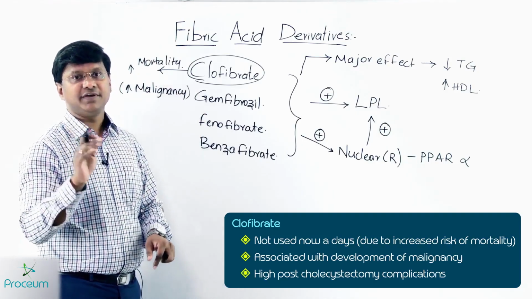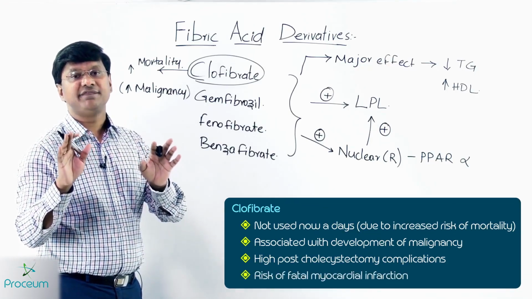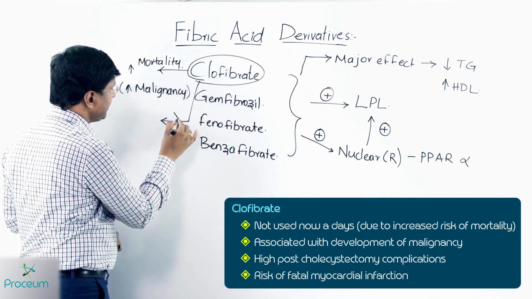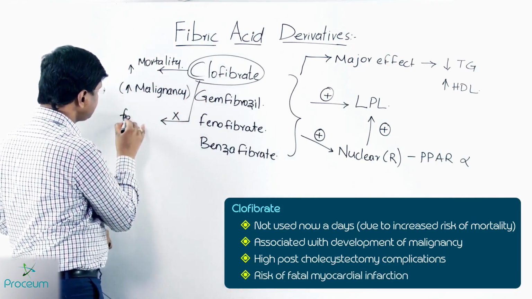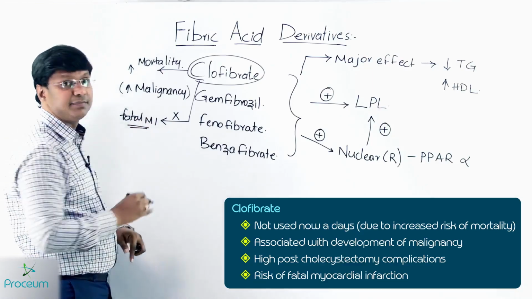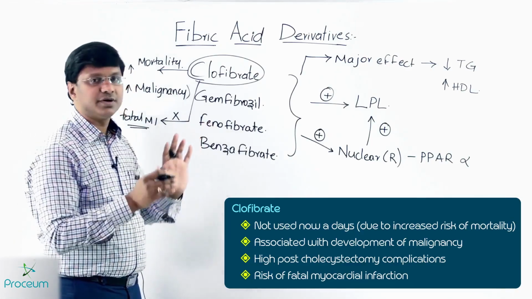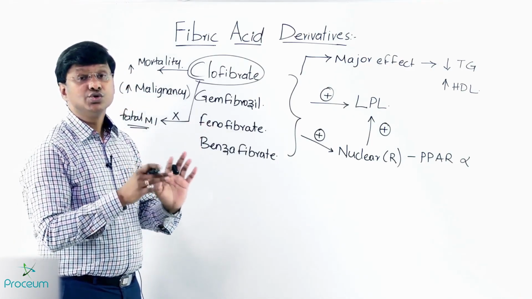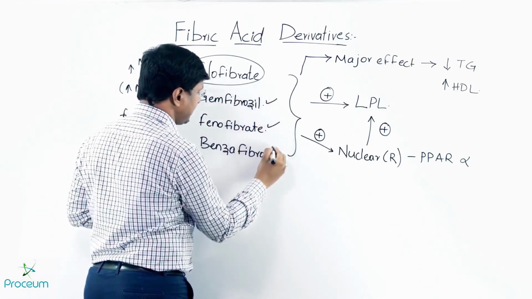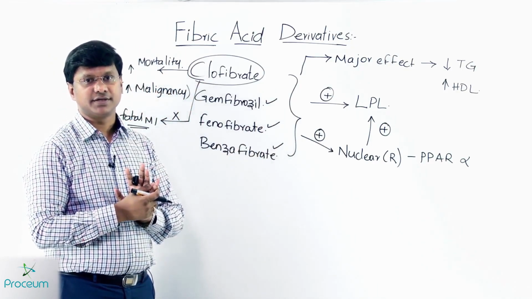The other reason why we are not using clofibrate is that it did not prevent fatal myocardial infarction. So that is the reason why clofibrate is not being used nowadays. So what are the currently available drugs? Gemfibrozil, Fenofibrate and as well as Bezafibrate, these are the currently available drugs.